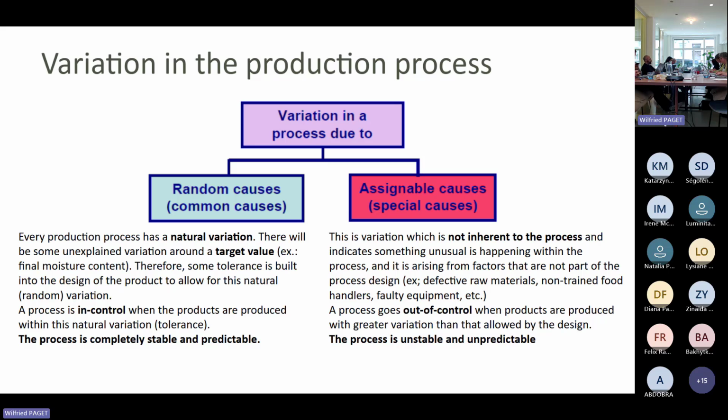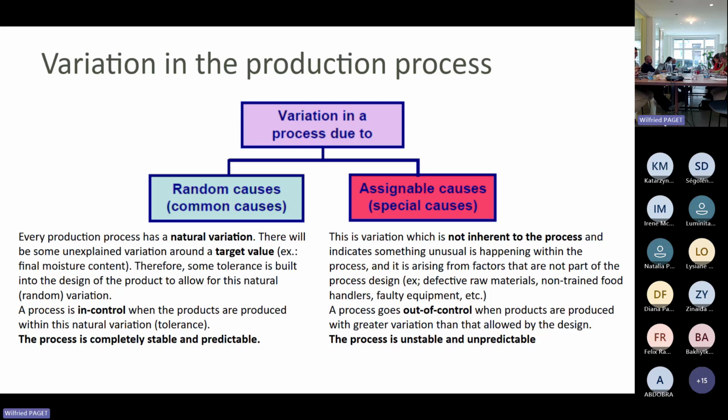So, for example, the final moisture content. So we have some tolerance about this design of the product, and we allow for this natural variation or random variation. So the process will be in control when the products that we deliver are within this natural variation. We call this tolerance. So the process is completely stable and predictable if the results are within these tolerance values.